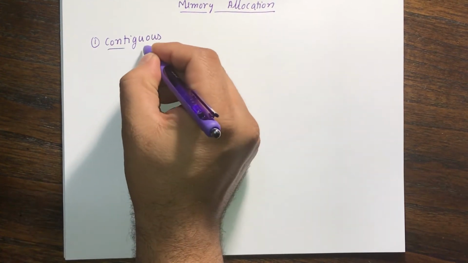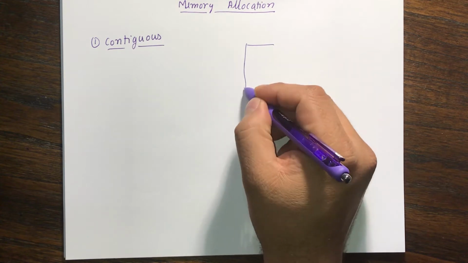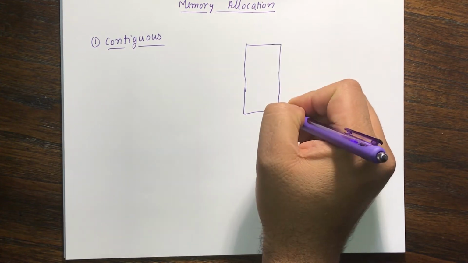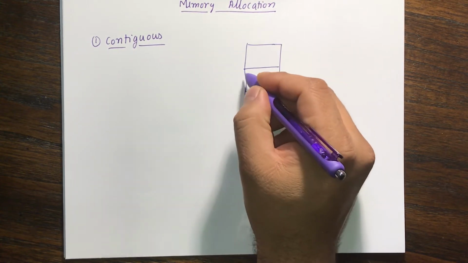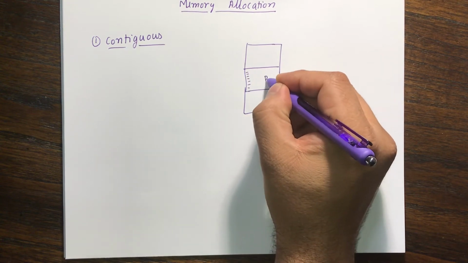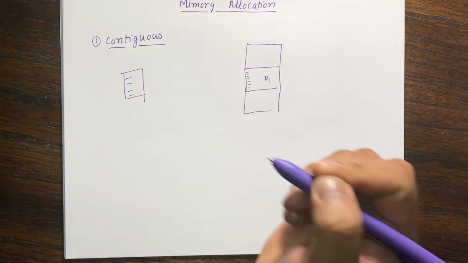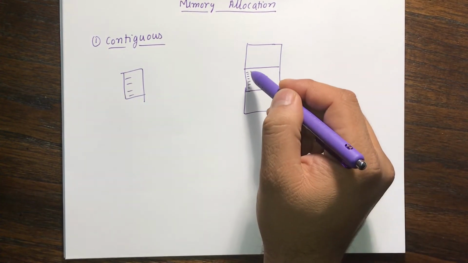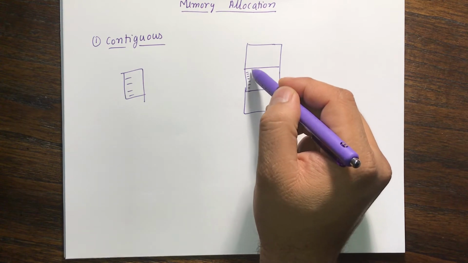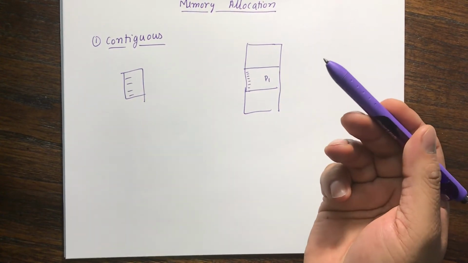Okay, so let's say I write my program and this is my RAM, and I want all the instructions of my program to be one after another. So this is my P1. I write my program P1 over here, and whatever set of instructions is over here, all these instructions will be stored in contiguous memory location. So that is called contiguous memory allocation.